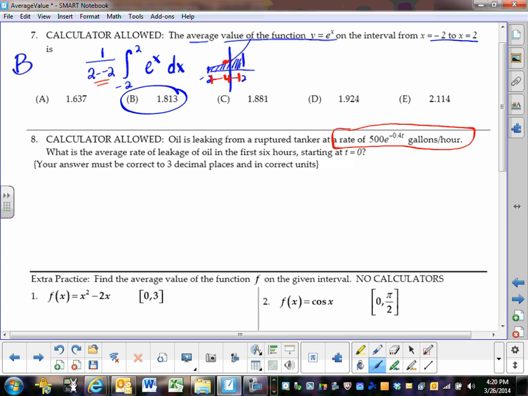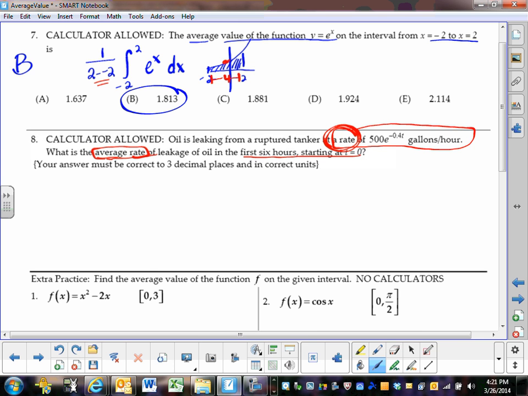What is the average rate of leakage of oil in the first 6 hours starting at time 0? Okay. Notice again what we're asking for. We're asking for the average rate. The tricky part about this is that most students read that and do the slope of that function. We're not asking for the slope of the function. We also can't leak oil at a negative rate. We can't be putting oil back into the tanker. That's really what that would mean. If oil is leaking out at a negative rate, it really means we're trying to put it back in. But we already have a rate.